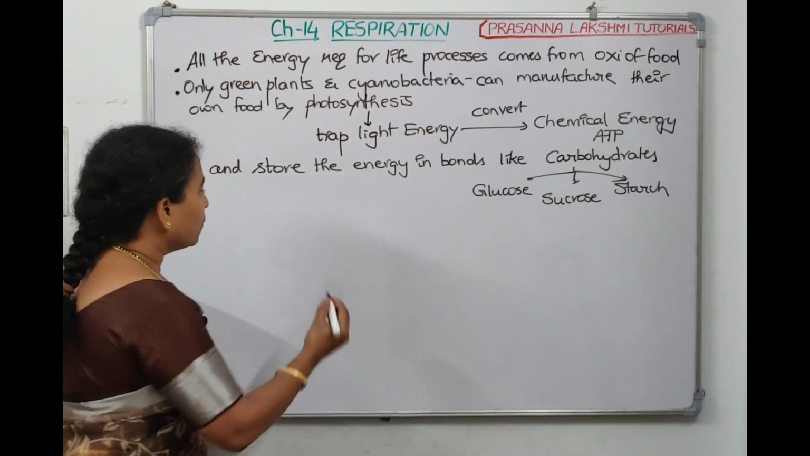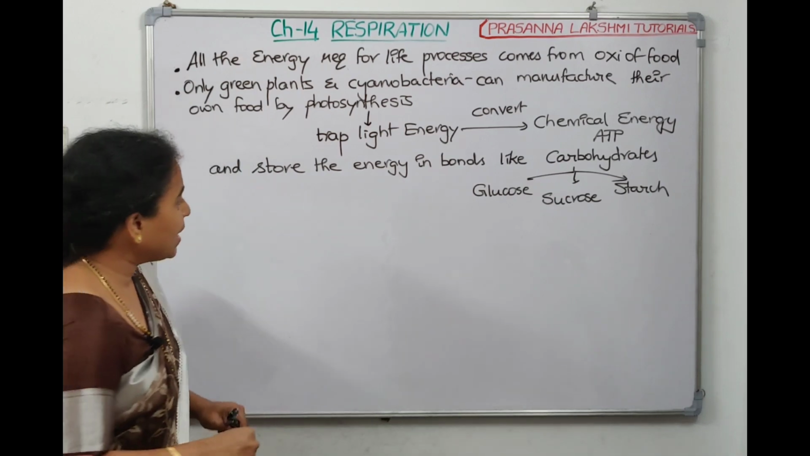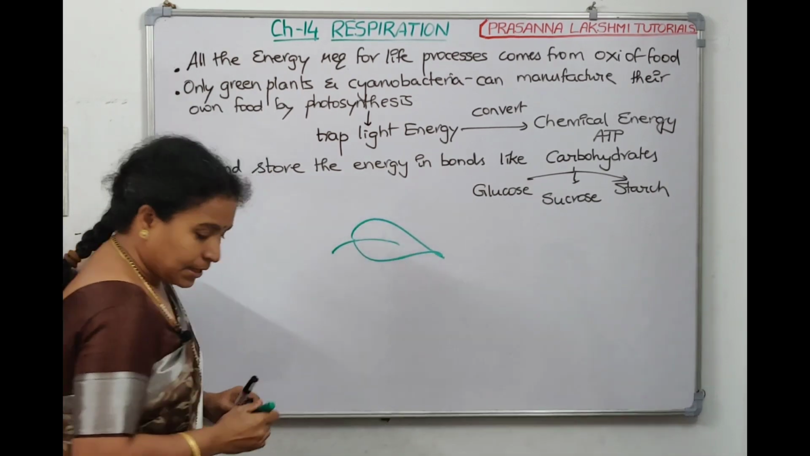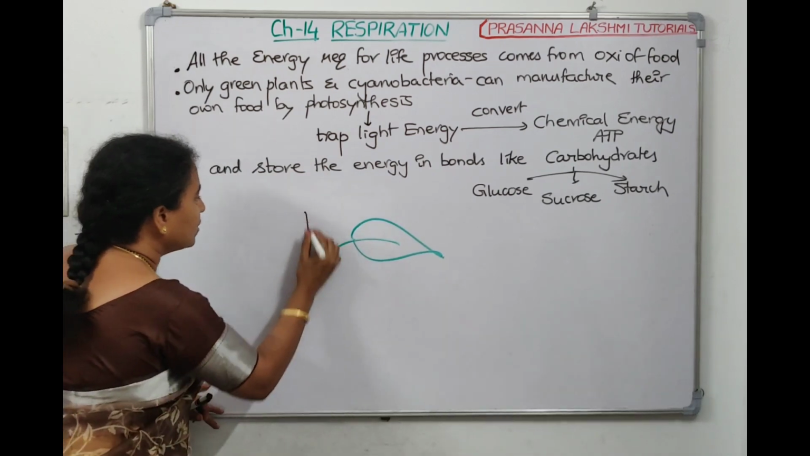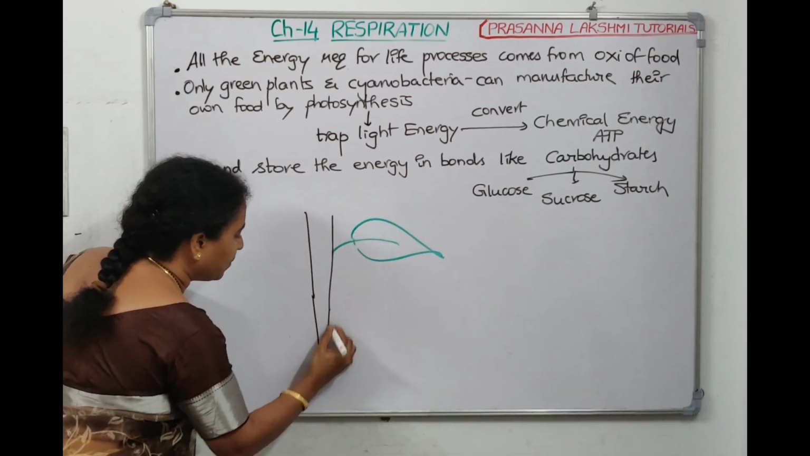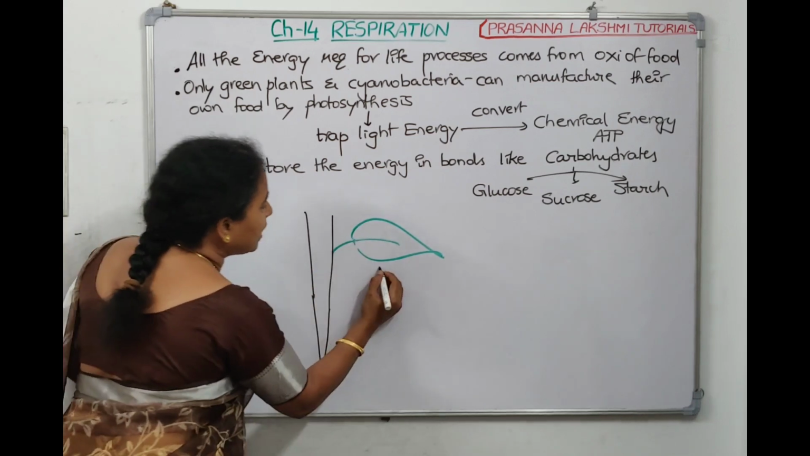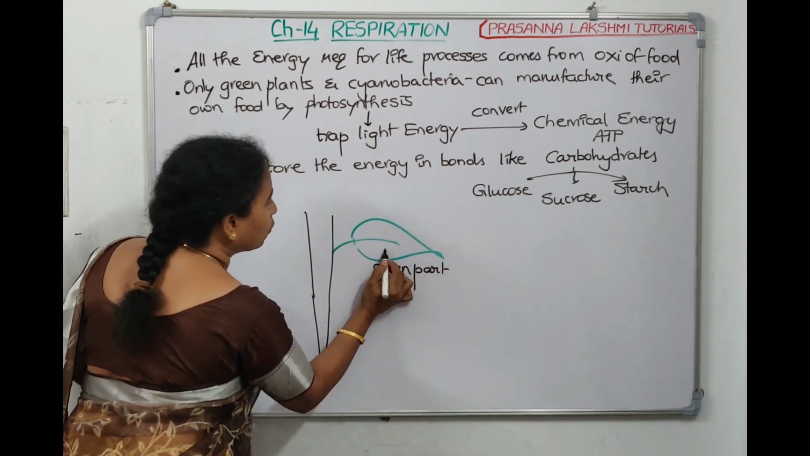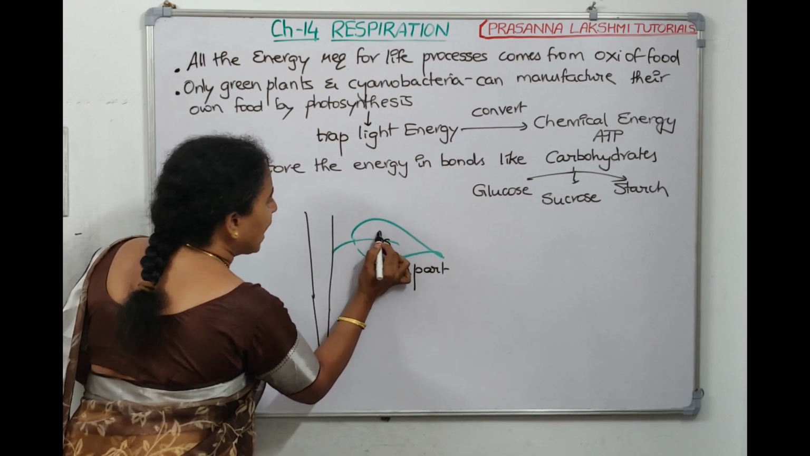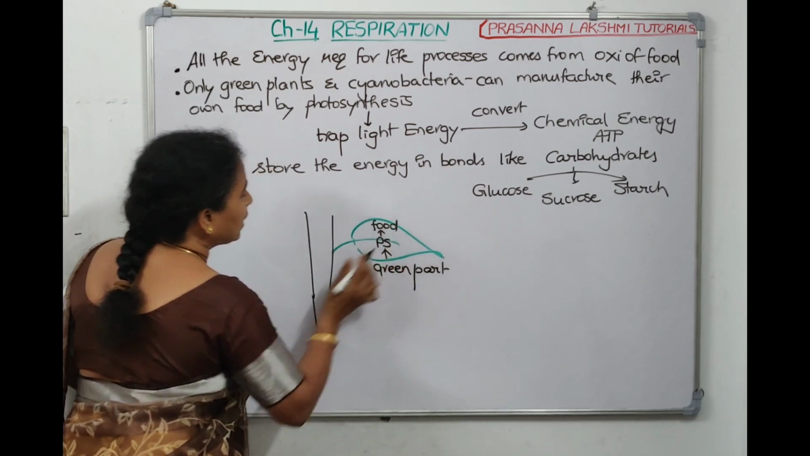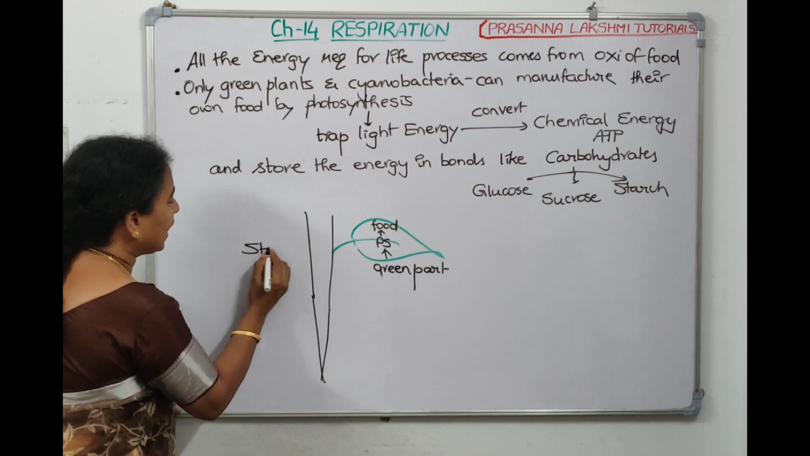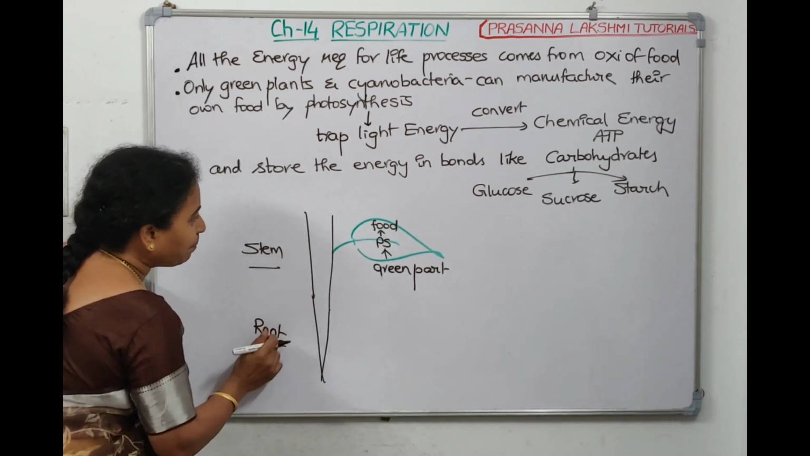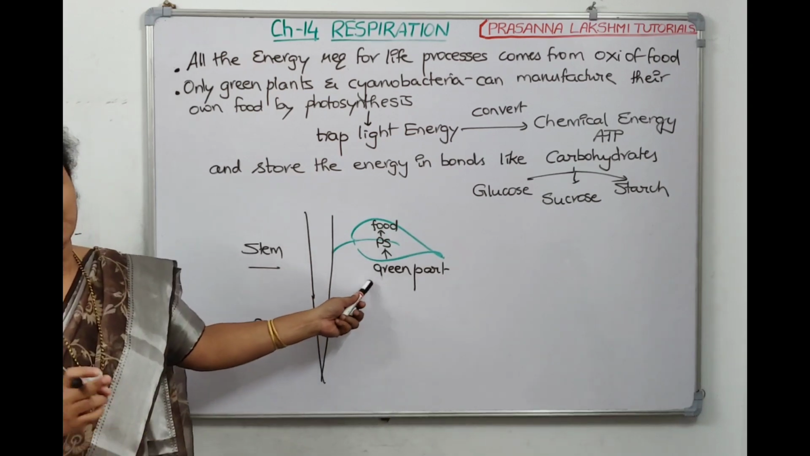That means only the green part. What is the green part? The green part is the leaf, and the non-green part will be the stem and the root. Only the green part will do photosynthesis, and it can manufacture food. And the non-green parts like stem and root depend on the green parts for the food.